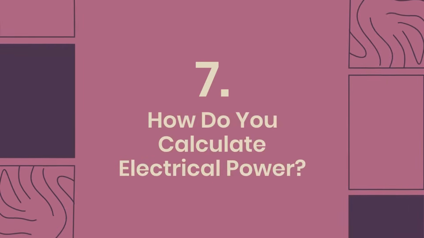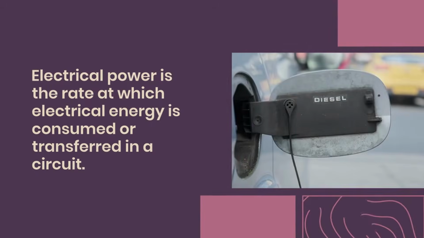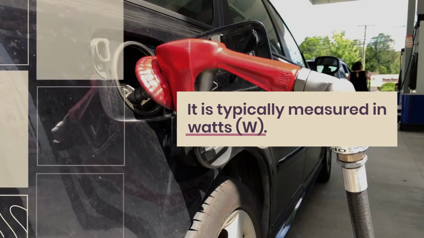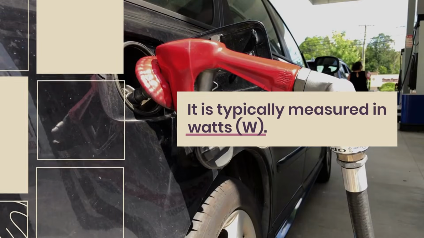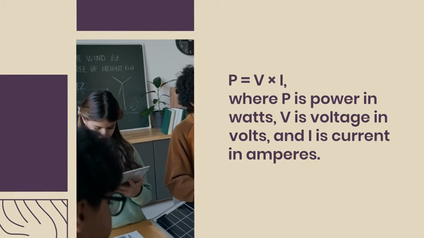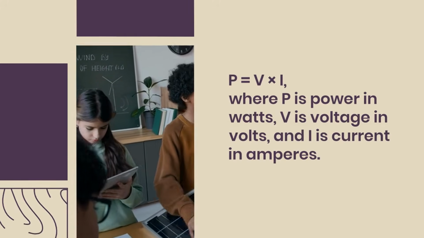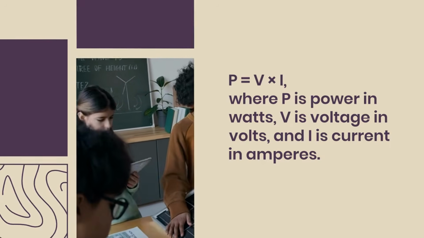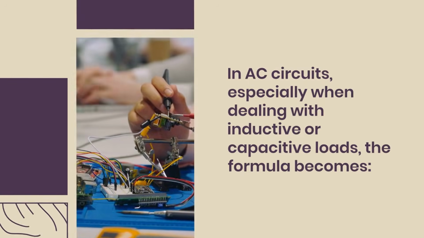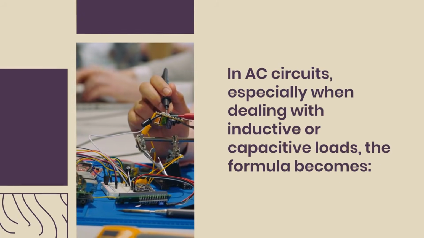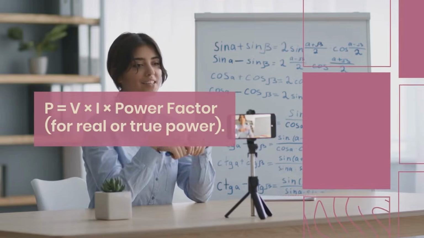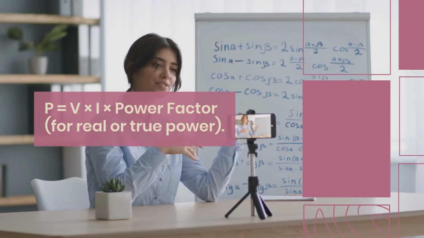7. How do you calculate electrical power? Electrical power is the rate at which electrical energy is consumed or transferred in a circuit. It is typically measured in watts, W. The basic formula to calculate power is P equals V times I, where P is power in watts, V is voltage in volts, and I is current in amperes. In AC circuits, especially when dealing with inductive or capacitive loads, the formula becomes P equals V times I times power factor, for real or true power.